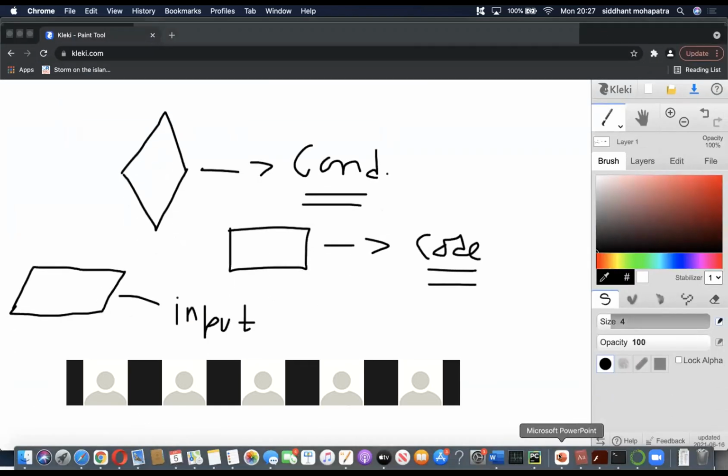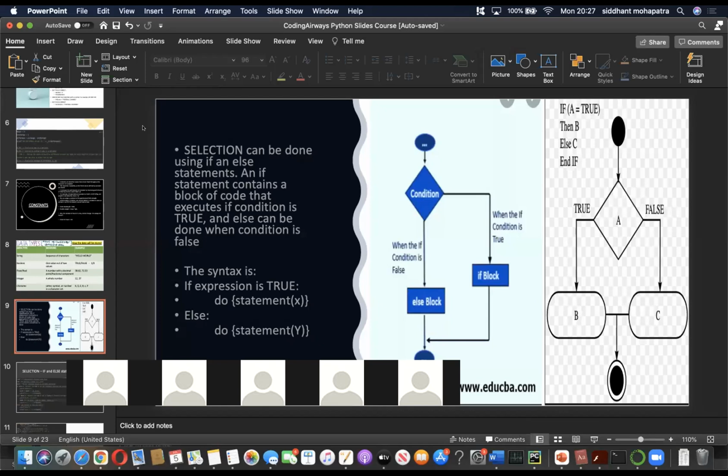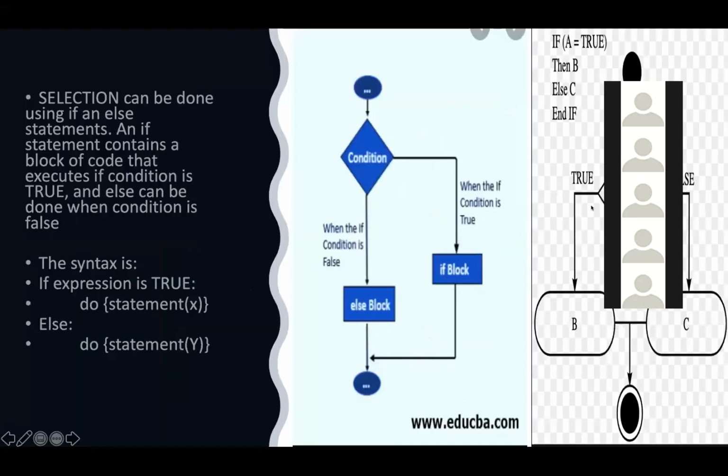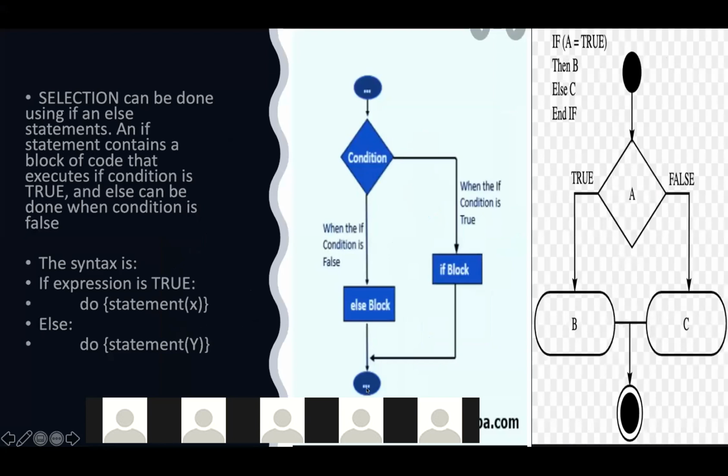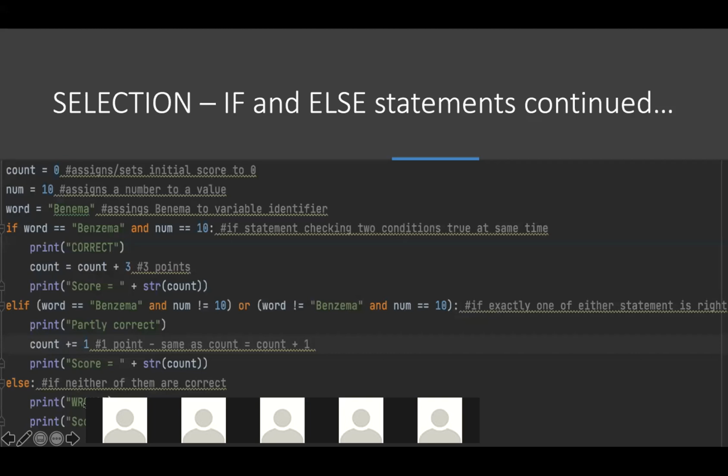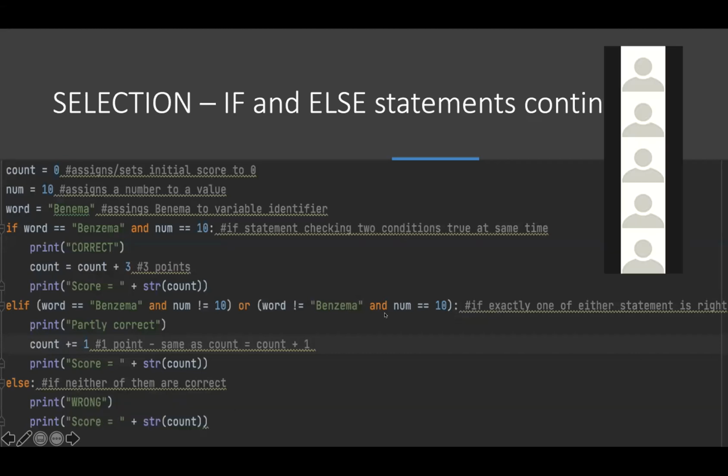Let me go back to my PowerPoint. Okay, good. So here is selection, the if else statement in Python. We're just going to be running through some if and else statements. So let's put an initial count variable as 0. Can everyone please open their Jupyter notebooks?